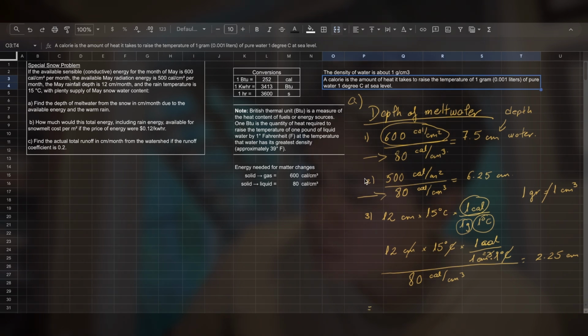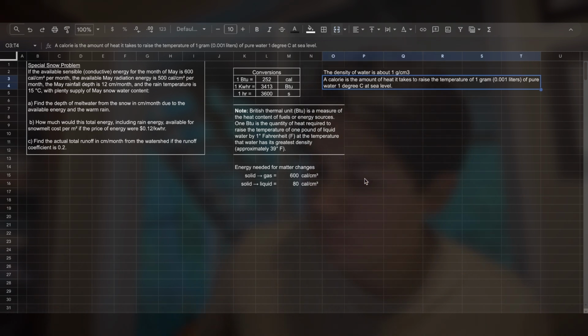So the answer will be just the sum of all of them: 7.5 plus 6.25 plus 2.25. And that should be about 16 centimeters of melted snow or water. So that's the answer for part A.